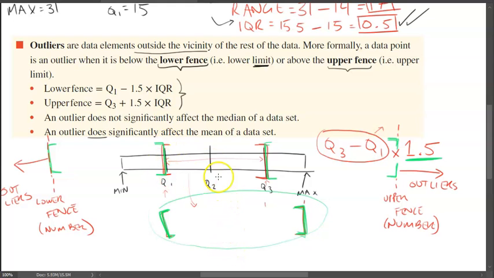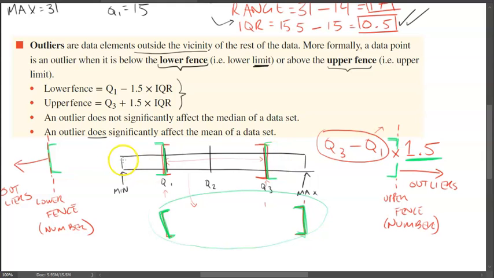It kind of seems arbitrary or made up. I've just found out what this length is, made it longer, plopped it on two sides and said, hey, anything lower than this and higher than this, outliers. A lot of maths and a lot of research went into this as a best representation. There are other ways, but it's a good starting point to try to find outliers, okay?